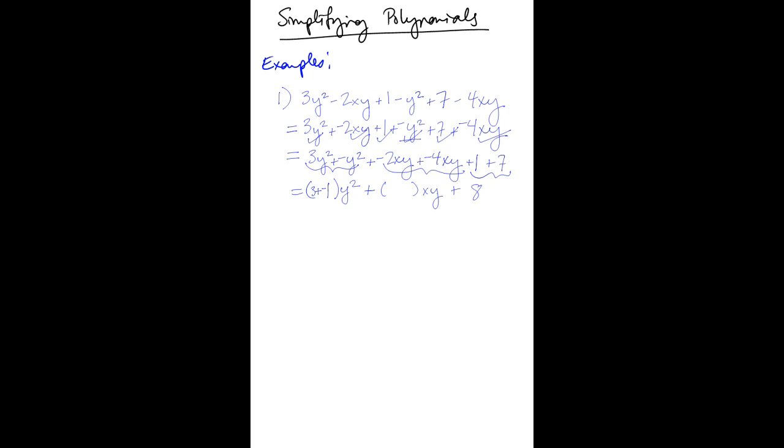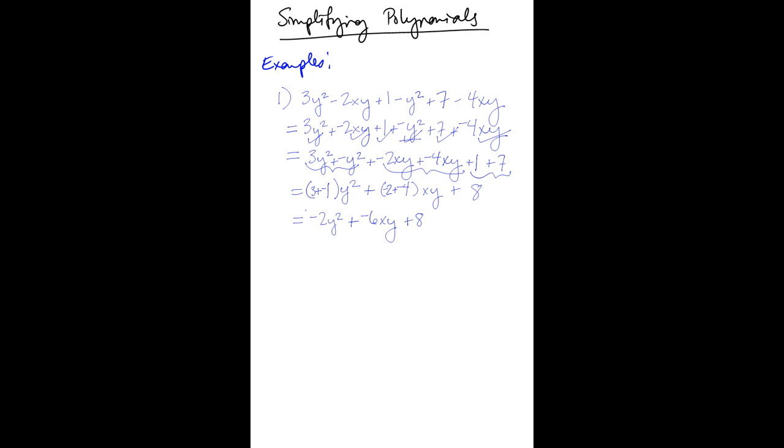Okay, xy's. The first coefficient is negative 2, and the second coefficient is negative 4, so I'm going to add negative 2 plus negative 4. That's going to tell me how many xy's total I have. So if I add these together, 3 plus negative 1 is negative 2y squared, plus negative 2 plus negative 4 is negative 6xy, and then 8.